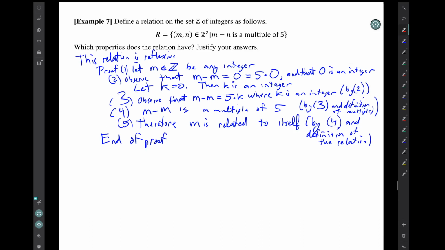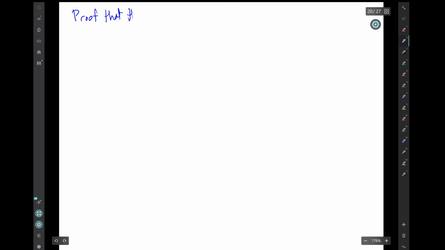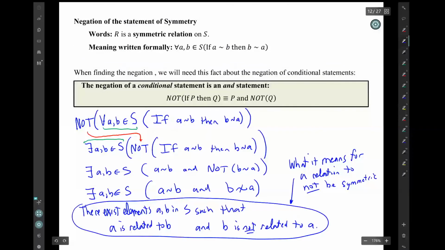So we're going to do a similar thing in proving that the relation is symmetric. I'll do that on the next page. Well, to prove that the relation is symmetric, let's remember what the proof will entail. Here's the statement of symmetry. For all A and B in set S, if A is related to B, then B is related to A.